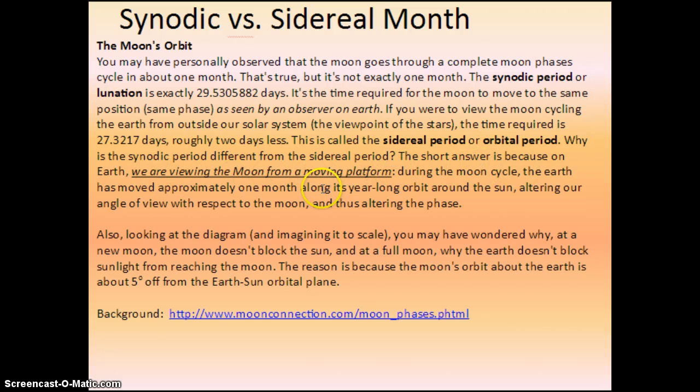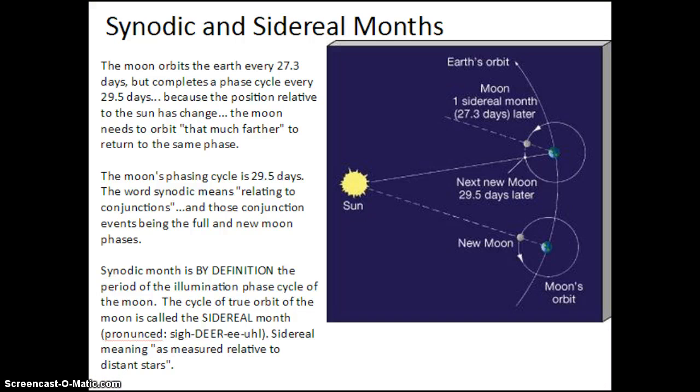During the moon cycle, the Earth has moved approximately 1 month along its year-long orbit around the sun, altering our angle of view in respect to the moon, and thus altering the phase. When looking at the diagrams and imagining it to scale, you may have wondered, why doesn't the moon block the sun at a new moon, and why doesn't the Earth block the sunlight from reaching the moon at a full moon? Well, the reason is because the moon's orbit about the Earth is about 5 degrees off the Earth-Sun orbital plane.